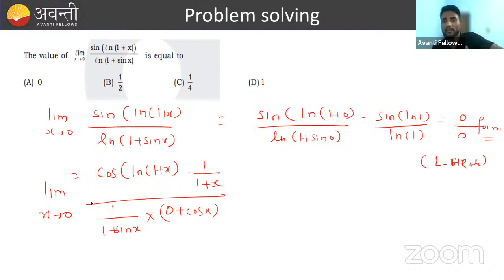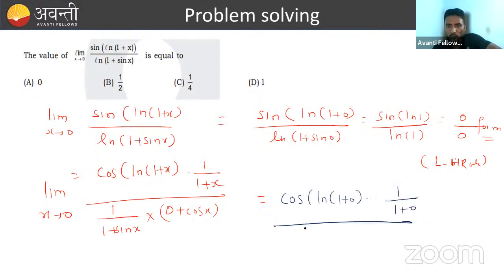So we are putting x tending to 0. After putting x tending to 0, let's see what we will get: cos ln(1 plus 0), 1 divided by 1 plus 0, divided by 1 plus sin 0 into 0 plus cos 0. After solving this, you are getting cos 0. Cos 0 is 1, into 1 divided by 1 into 1. So you are getting 1 as the answer.